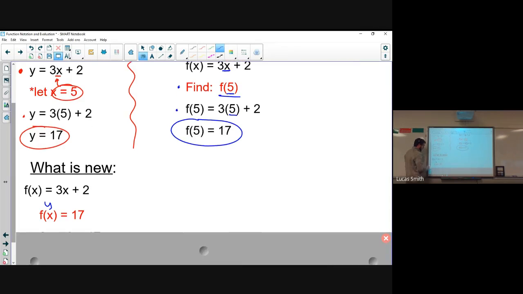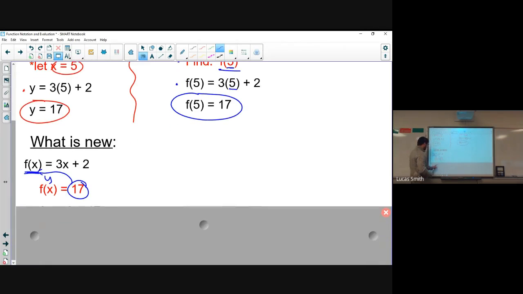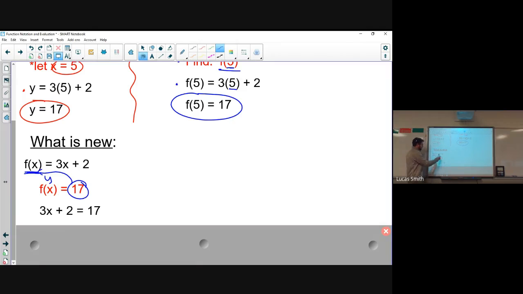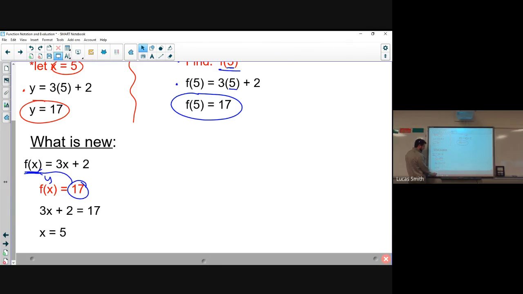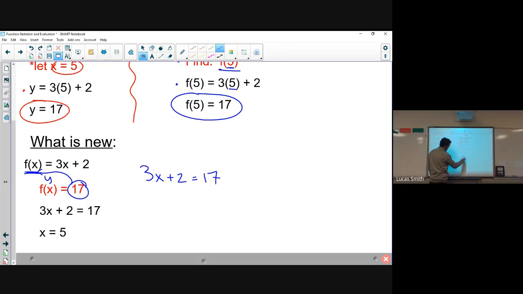So what we do is replace f of x with 17. So we have 17 equals 3x plus 2. I just replaced f of x with 17. Okay, and now we solve this for x.